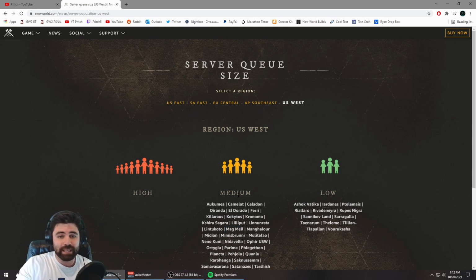All that to say, these server sizes will be changing over time, obviously, as people are transferring and moving around. If there is a server that says they are full, no one is going to be able to transfer to that server anymore. So just keep your eyes open and keep this page up while you're looking to do your transfers.